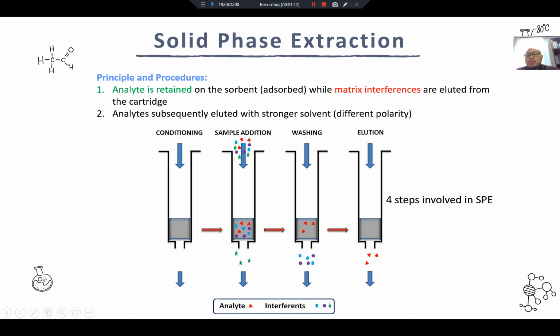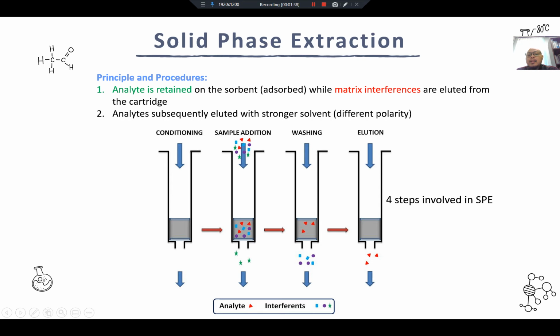Make sure that the washing solvent of the analyte, I should begin from the beginning. Usually for SPE, there are 4 steps. The first one is conditioning, the second is sample addition, the third is washing, and the last one is elution. For the conditioning, we need to put some solvent so we can activate the sorbent. Then we put our sample.